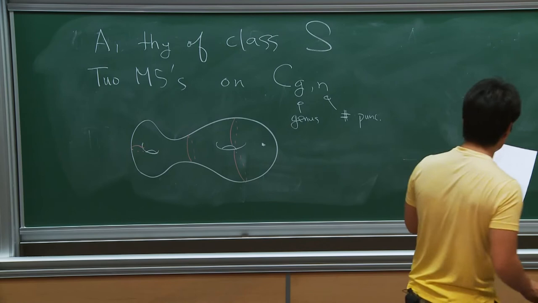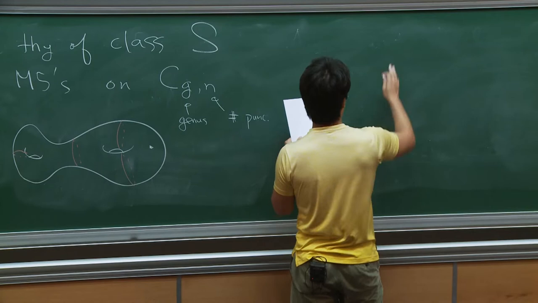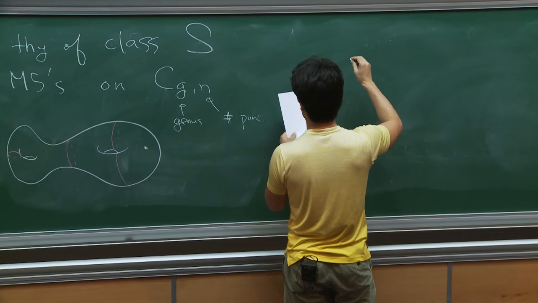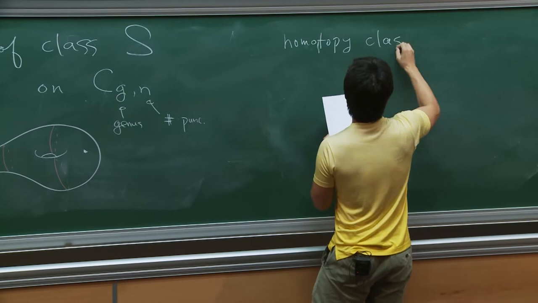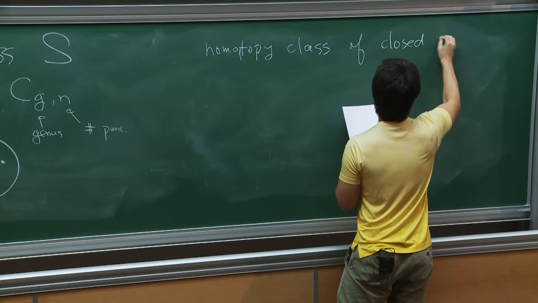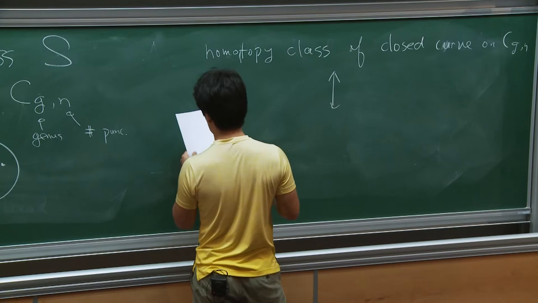Now, there is a sort of topological story for the charges of line operators. And the claim is that the homotopy class of a closed curve on the Riemann surface corresponds to a charge of a half BPS line operator.